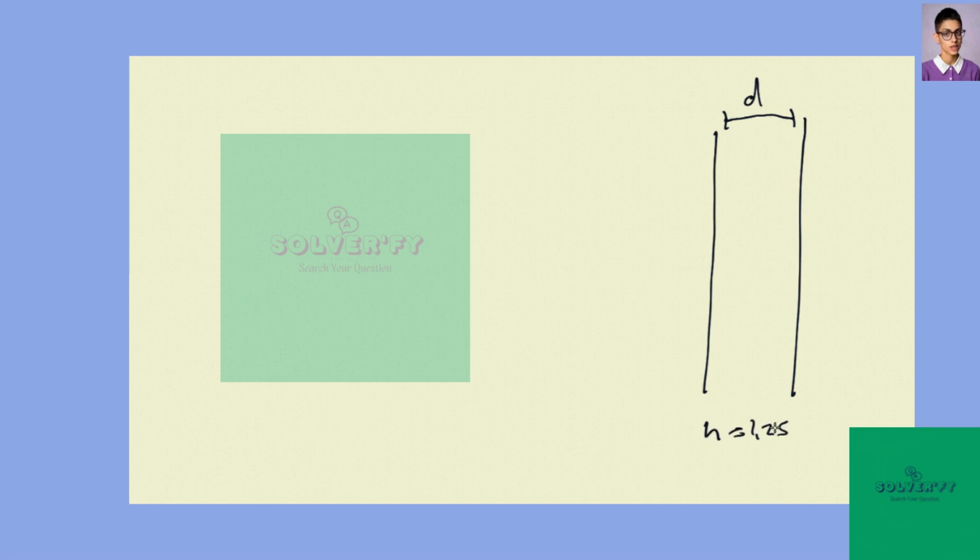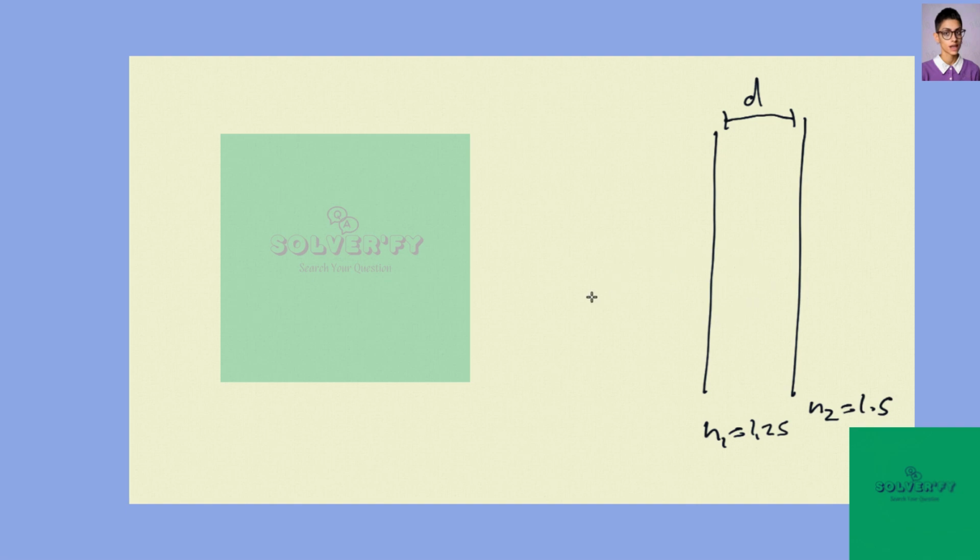In this problem, we have a glass surface coated with some material, and this coating has some thickness D. We're told it has an index of refraction of 1.25. The material the coating is made of has an index of refraction of 1.25, and I'm going to call that N1. And then we're told the glass has an index of refraction N2 of 1.5.